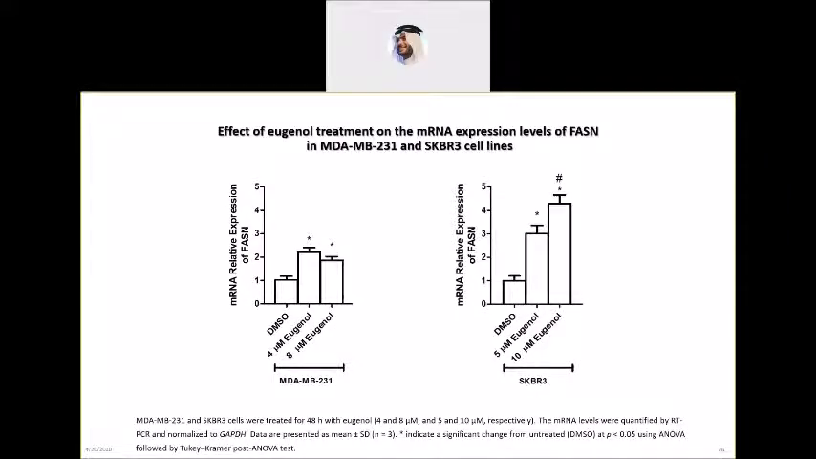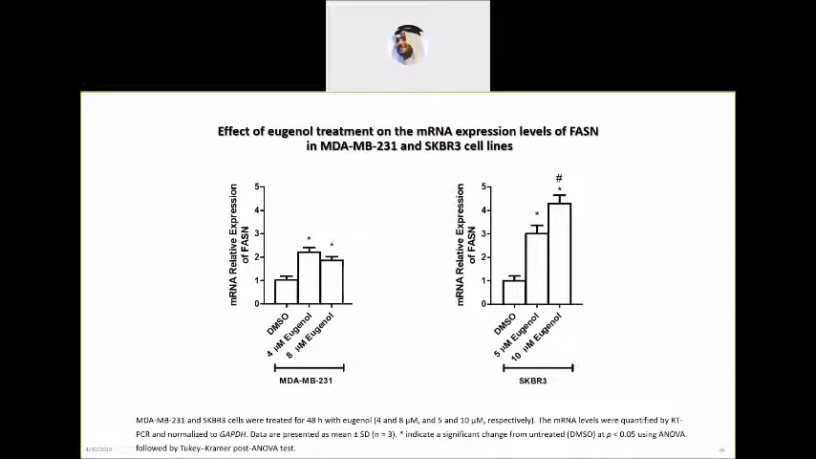After that, to investigate the possible effect of eugenol treatment on the expression level of fatty acid synthase in MDA and SKBR3 cells, after treatment for 48 hours with different concentrations of eugenol, we quantify the messenger RNA expression level by RT-PCR. Our data shows here that the use of eugenol in MDA breast cancer cells leads to a significant increase in FASN gene expression.